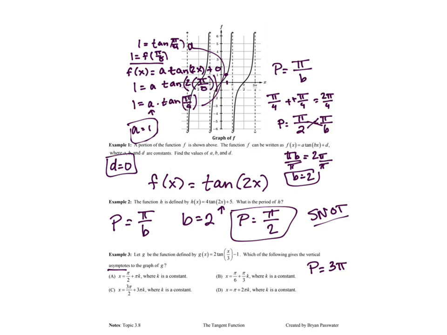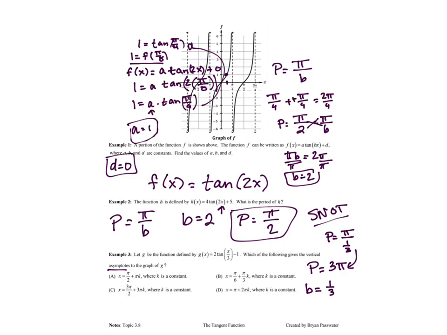Period is 3 pi. Why? Because b is 1/3. So period is pi over 1/3, in other words, 3 pi. And 3 pi over 2? Would it not be that? Because it'd be half on each side, so it'd be basically 1.5, which should be 3 pi over 2.